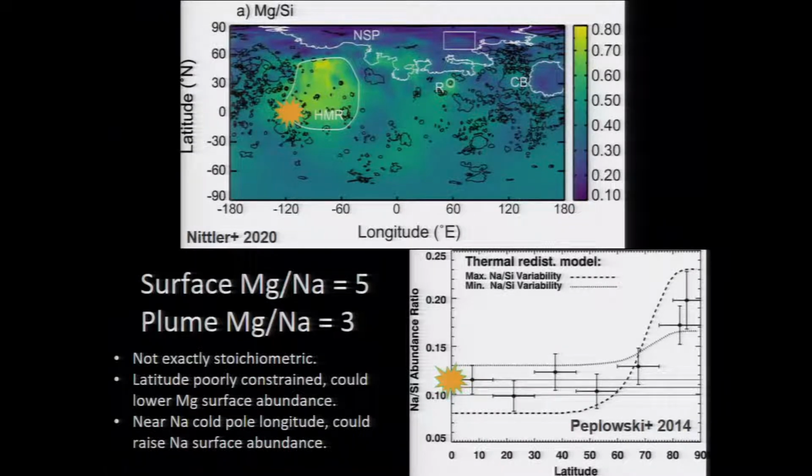Those two are not too different, and if you think about the things that might push it one way or another, well, if the latitude were slightly different and I got that wrong in my model, that would lower magnesium. If the cold pole longitudes that we've been talking about in sodium were actually enhanced in the surface density, that would increase sodium. And so it pushes the ratio closer to what the exosphere ratio is.